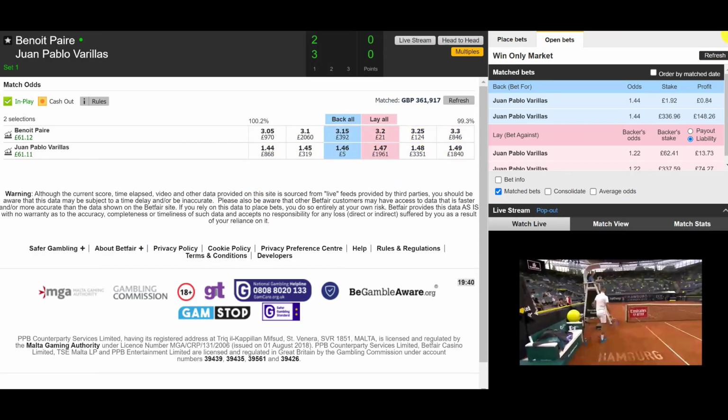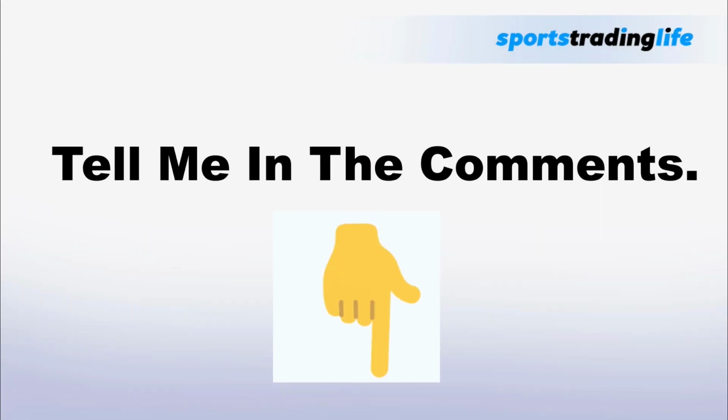So anyway, nice quick example for you. There are more examples to come, but hopefully now you've got a very good understanding of how we can use support and resistance when we are trading tennis.